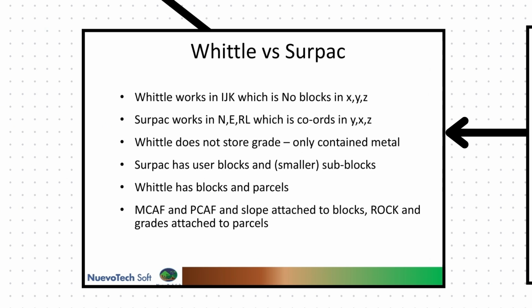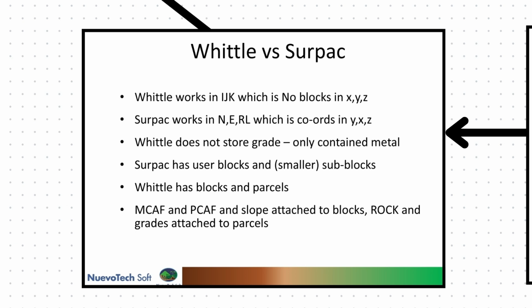How does Whittle differ from Surpac? First, Whittle uses the IJK identification numbers of the blocks in each direction instead of actual coordinates. It also stores the contained metal, like MCAF and PCAF, instead of the grade. In Surpac, each block might say the gold is 2.5 grams per ton. In Whittle, we say it contains 4,500 pounds.